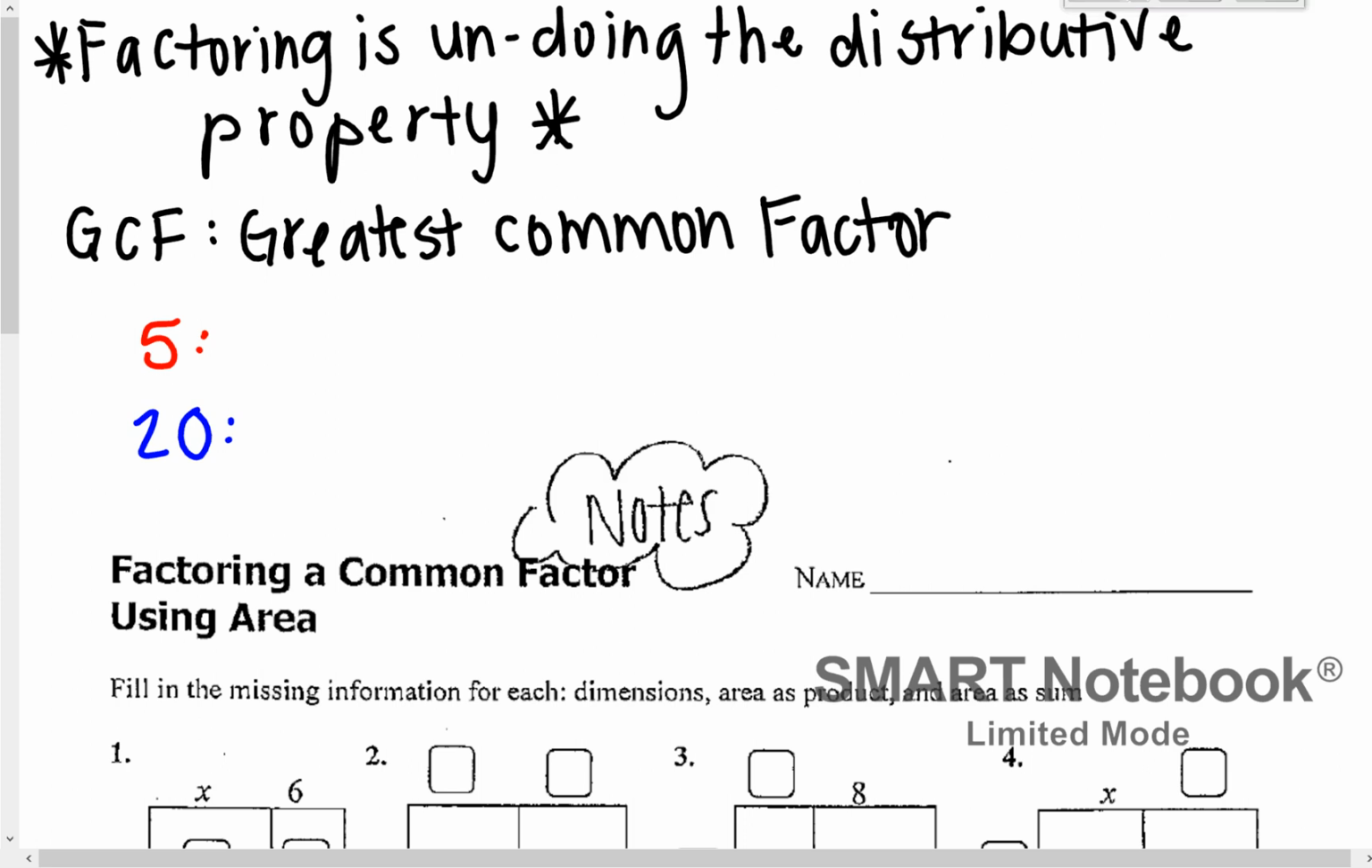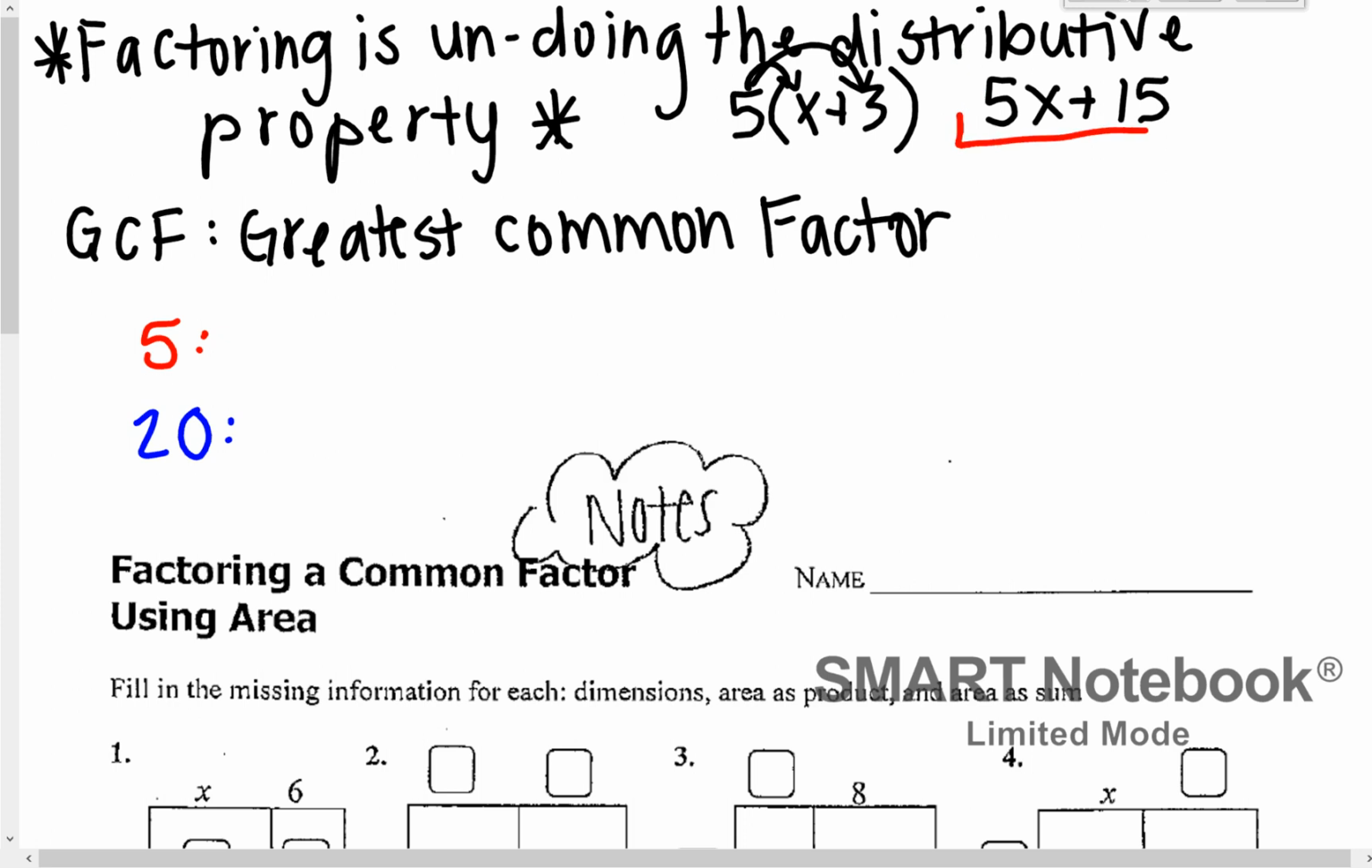Today we're going to be learning how to factor an expression, okay? And factoring is undoing the distributive property. Okay, so yesterday we had something that looked like this. Okay, and we wanted to distribute that 5 to that x and that 3 to get a 5x plus 15. Okay, factoring is going the opposite way.